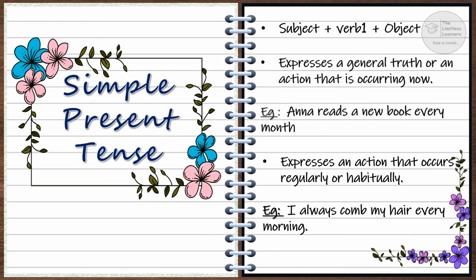1. Simple present tense. Subject plus verb first form plus object. It expresses a general truth or an action that is occurring now. Example: Anna reads a new book every month. It also expresses an action that occurs regularly or habitually. Example: I always comb my hair every morning.